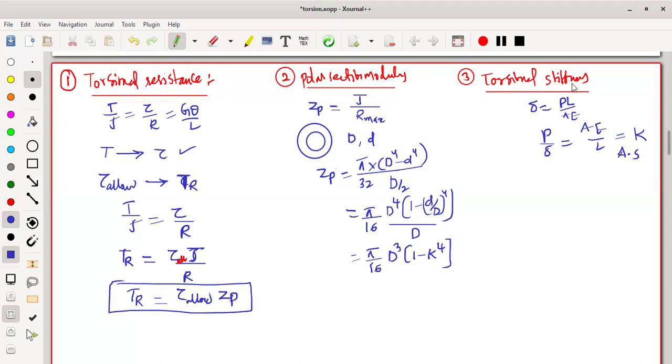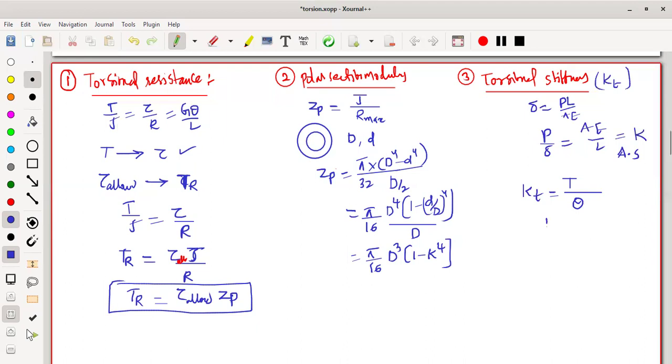Our intention is to calculate the torsional stiffness. It is also the same, but it is going to be represented with KT. So KT is written as P by rho. Here the load is T, and the deformation in the torsion is going to be considered as the angle theta. That's it. T by theta, you can write it as torsional stiffness.